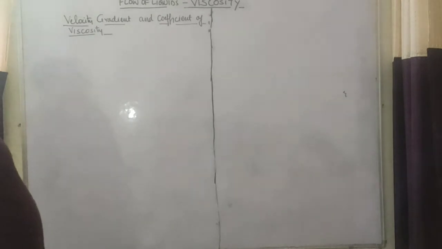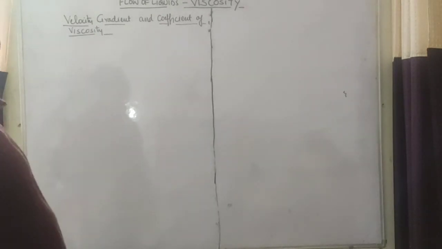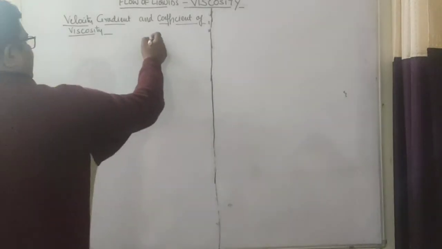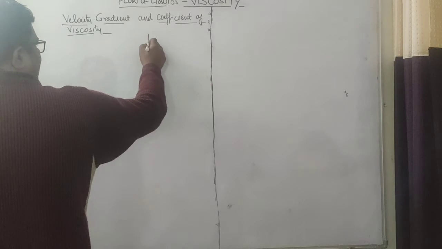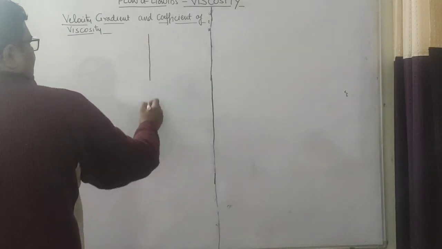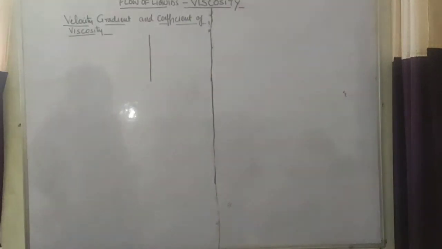Let me explain it again. Gradient means any change with respect to distance. Say for example, there is temperature gradient. Change in temperature with respect to distance. That is, change in temperature upon change in distance is temperature gradient.